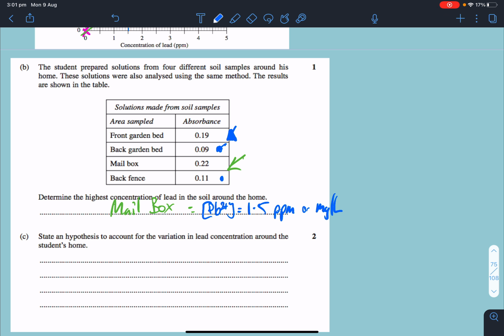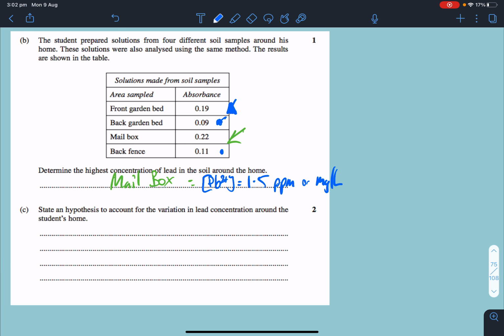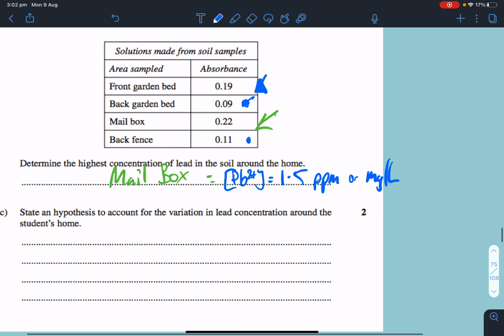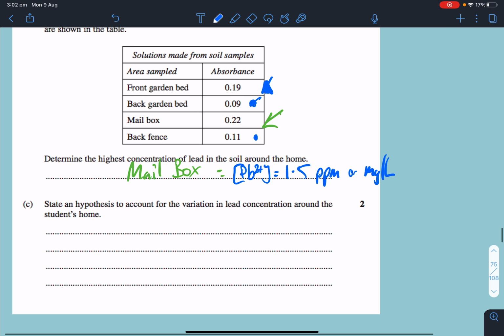As I was saying earlier, petroleum used to have lead, tetraethyl lead, or a compound with lead in it, for lubrication. So it's at the front of the house because it's closer to the road where leaded fuel was used. Okay, so let me just write that.